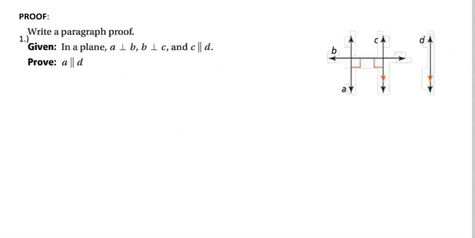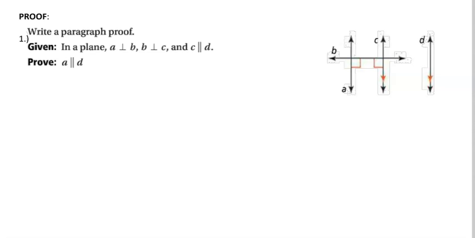Okay. We have this last page and then we are done. So, short, quick, easy lesson. This one says in a plane, A is perpendicular to B. Cool. Let's see. B is perpendicular to C. So you have two lines that are perpendicular to the same line in a plane. And then we know that C is parallel to D. And we want to show that A is parallel to D.